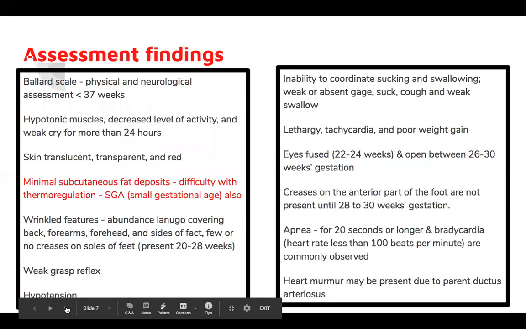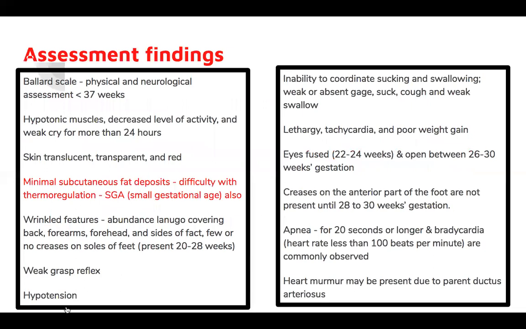Assessment findings are pretty lengthy. We went over this, we talked about this, and some areas that I would hone in on would definitely be your low tone. So we'll start off with your hypotonic muscles, which you'll see kind of transcend with their reflexes. So weak grasp reflex, decreased sucking and swallowing, very lethargic, poor tone, and you'll see periods of apnea, anything greater than 20 seconds or longer.